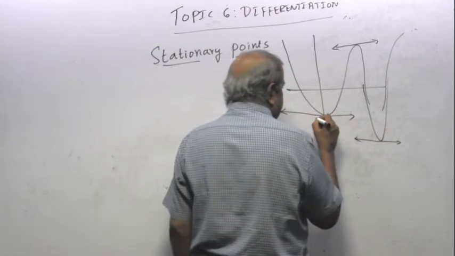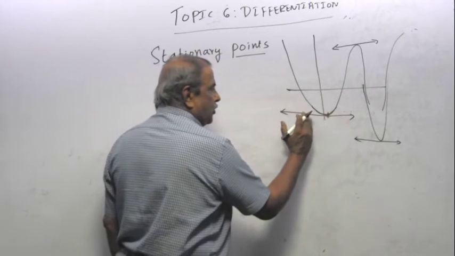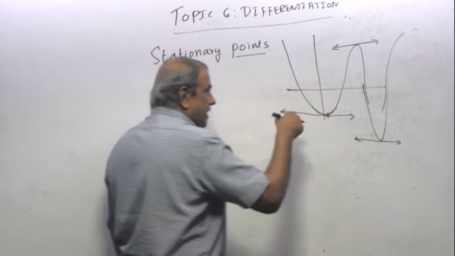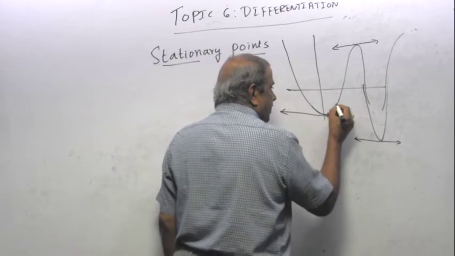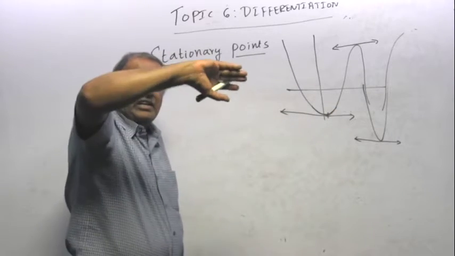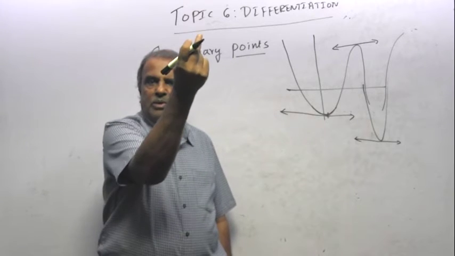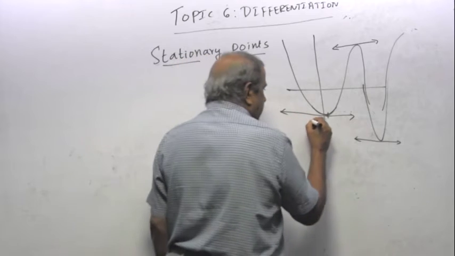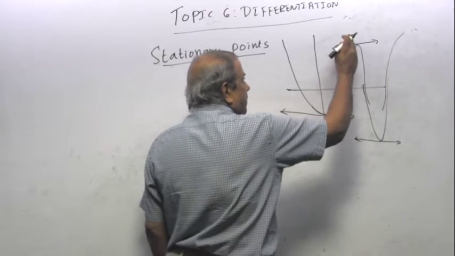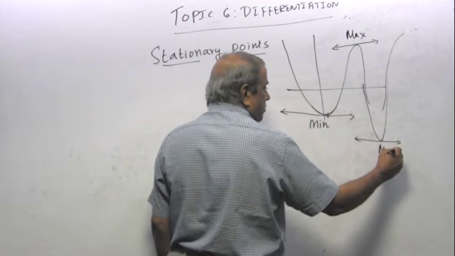So now this is a cup, meaning just before the stationary value, the gradient is negative. Immediately after the stationary value, the gradient is positive. That means the curve is increasing. So you come down, come to rest, and go up. Then that's a minimum point. Similarly here, you're going up, come to rest, start coming down. That's a maximum point and a minimum point.